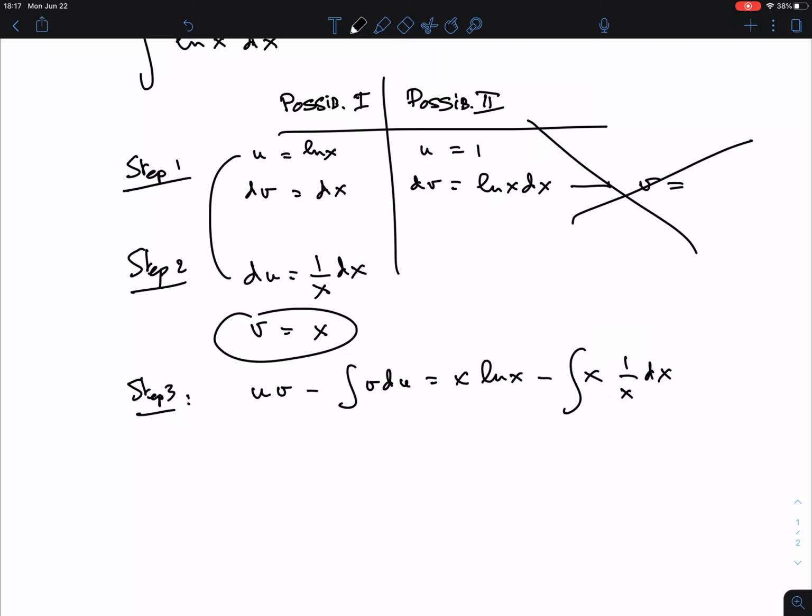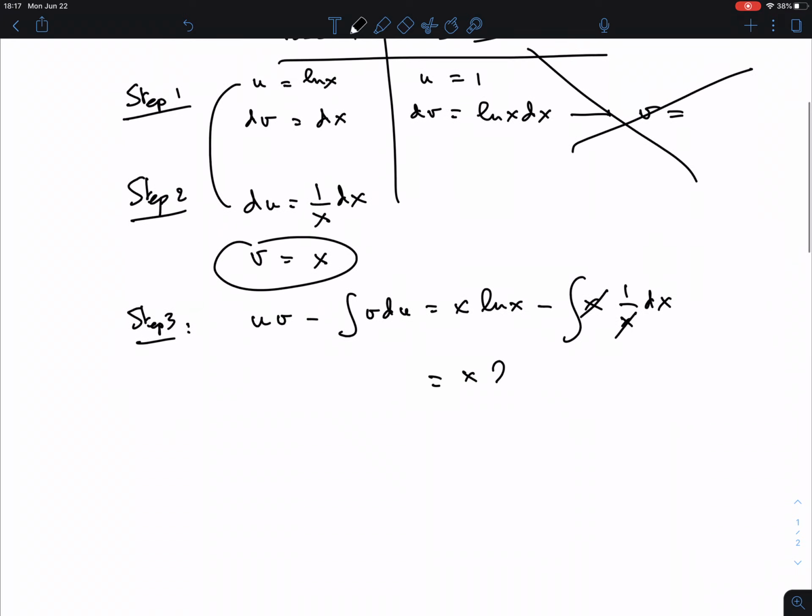Well, there's a very simple thing here. When you have an expression like that, you always look for simplifications. And there's a very obvious one. The x's cancel here, and you're left with 1. And that's easy. So this would be x ln x minus dx. So that is x ln x minus x plus c. And that's it. And you can very easily verify that this is the antiderivative of ln x.